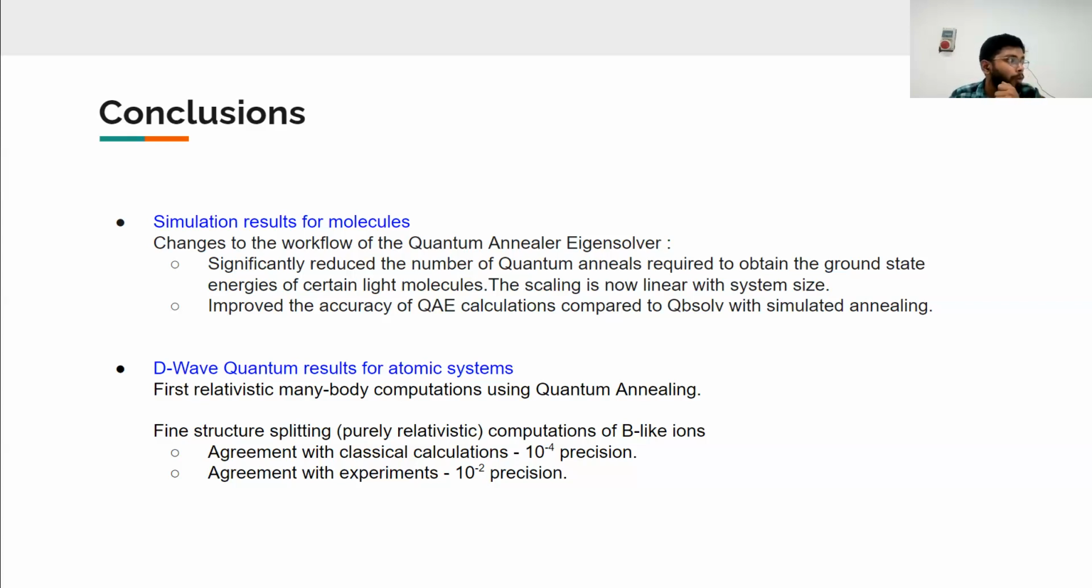And then for atomic systems, we have provided DWave results, and these are the first many-body computations using quantum annealing. And for the fine structure splitting, the agreement with classical calculations was still an accuracy of 10 to the power -4, and with experiments it was 10 to the power -2.